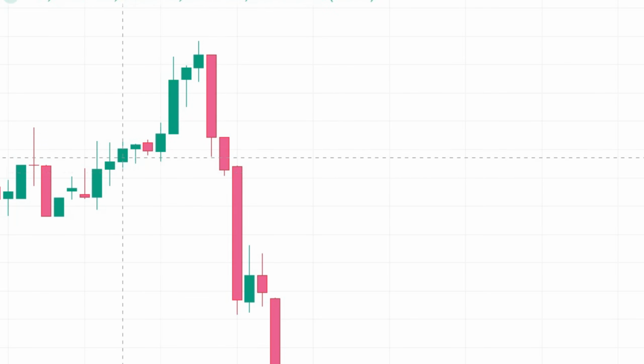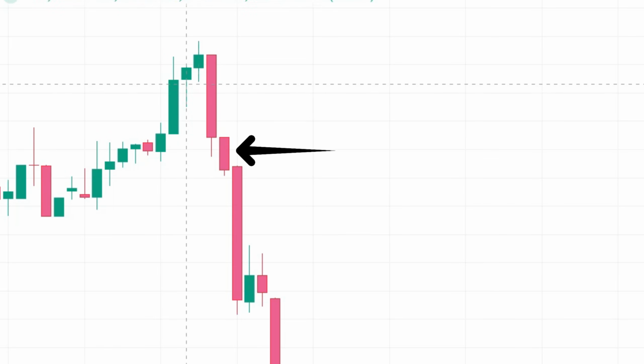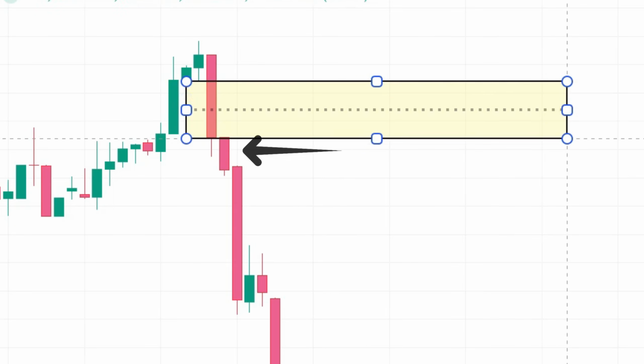Focus on a 3-candle pattern on your chart. The first candle can be small or slightly bullish, nothing too significant. The second candle is the important one, showing a strong bearish move with clear momentum. Then comes the third candle, which continues in the same bearish direction.